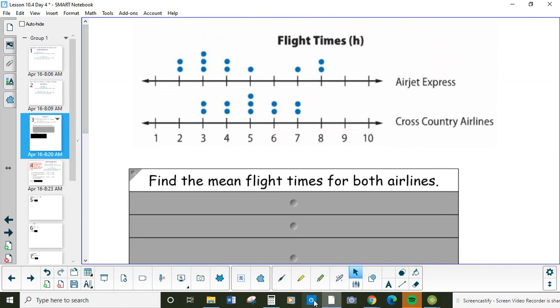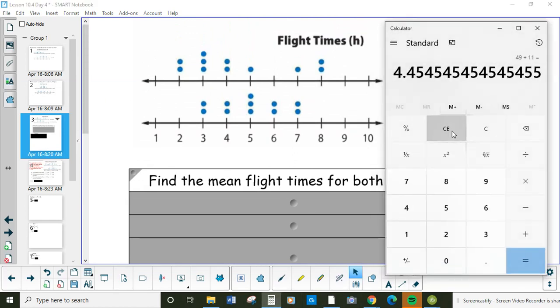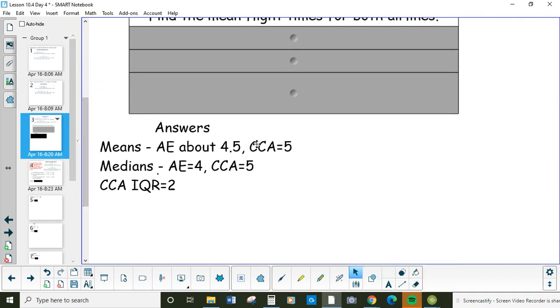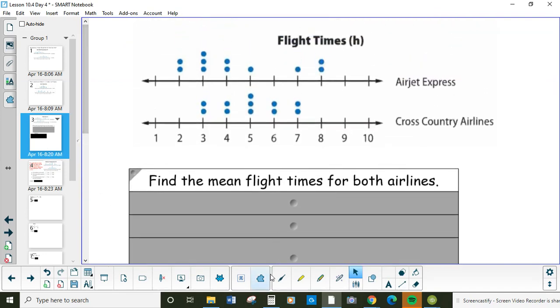Okay, how about cross country? Again, we're going to do the same thing for cross country. Let's see how you guys did. Actually, let me have you check your answer first to see if you're right. So cross country, the mean was 5. And if you didn't get that, or if you didn't know how to get that, let's see how to do that right now.